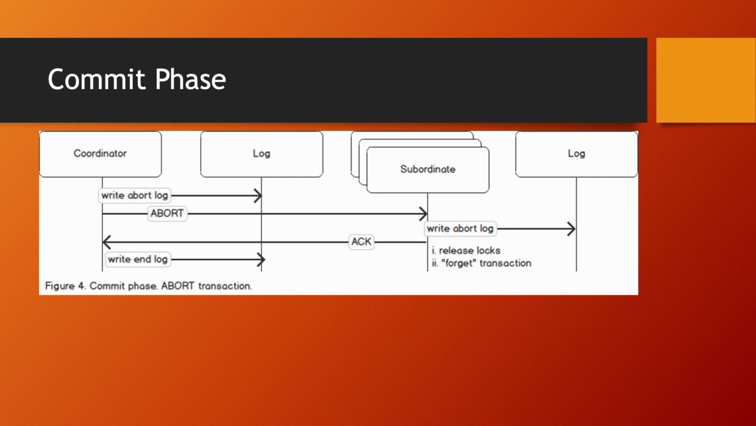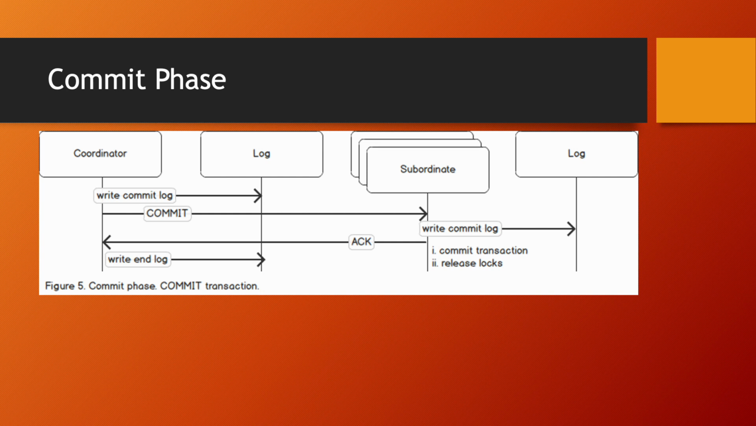The coordinator first writes an abort log and then sends an abort message to each subordinate that did not already vote no. Upon receiving an abort message, the subordinate writes an abort log to durable storage and sends an ACK back to the coordinator. At this point, the subordinate can release all locks and forget about the transaction. After receiving all ACK messages, the coordinator writes an end log signaling that the transaction is complete. In this case, it was aborted.